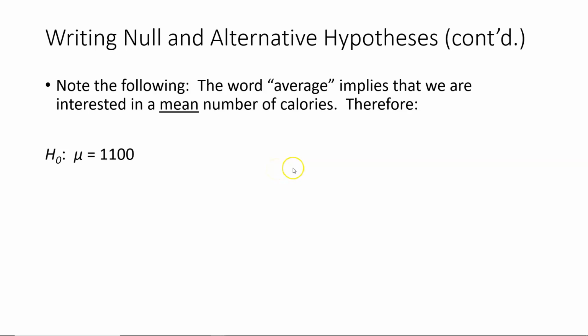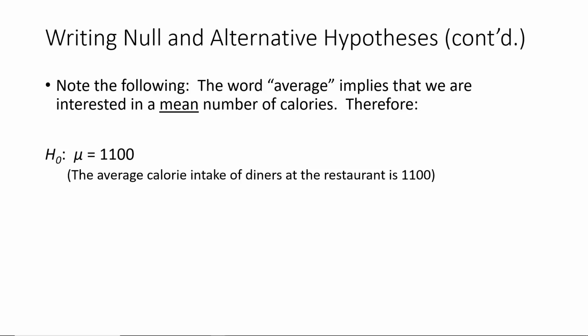So the null hypothesis can be plainly stated as mu equals 1100, which means that we are saying that the average calorie intake of diners at the restaurant remains the same as it had been before menus had calories printed on them. This is a skeptical position. We're saying it stays at 1100 calories.